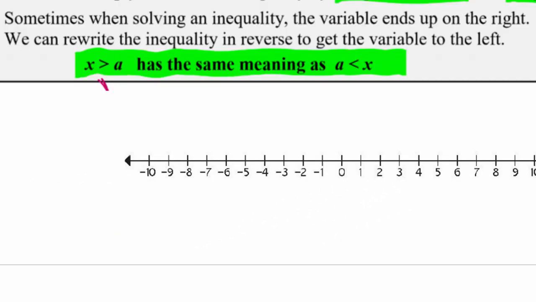Here is our box that we've been using as our guide, kind of keeping track of our notes. And look at where it says here: we can rewrite the inequality in reverse to get the variable to the left. Notice how when we switch the two sides, we also switch the inequality symbol. Do you see that? So that's what we're going to do first.